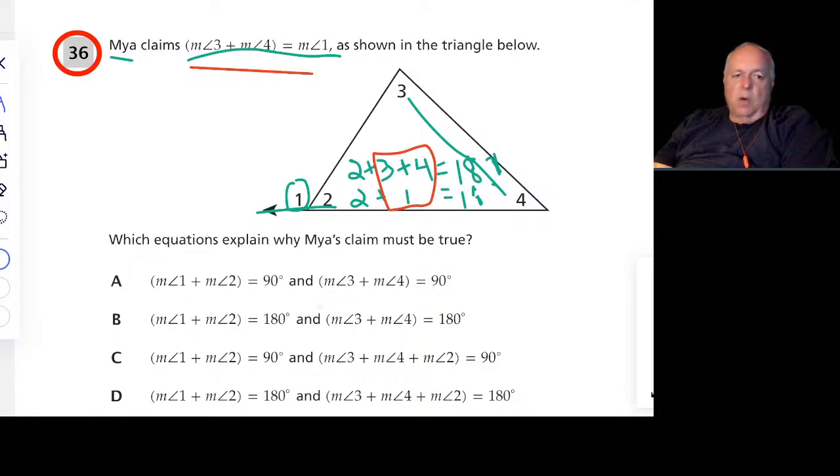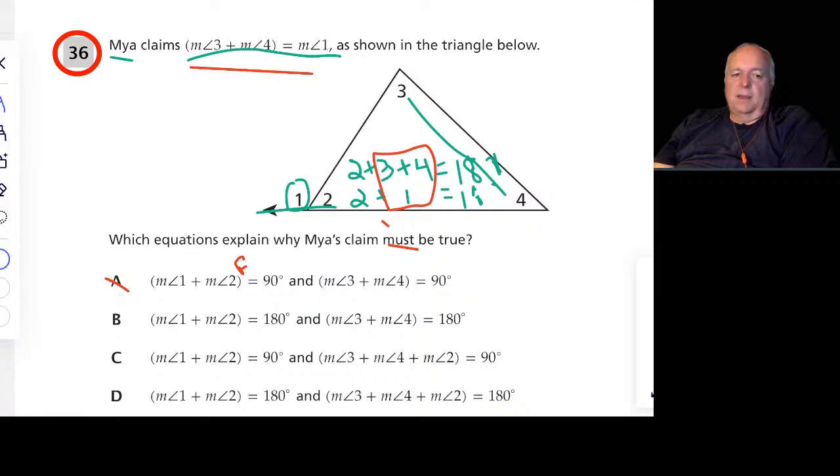So it says 1 and 2 are equal to 90. That's false. We don't know that 1 and 2 are equal to 90. They might turn out to be, but we don't know. And 3 and 4 is equal to 90. We also don't know that either. It might turn out to be true. Okay, so this says must. So it turns out that A could be true, but it doesn't have to be. So therefore, A is not the answer.